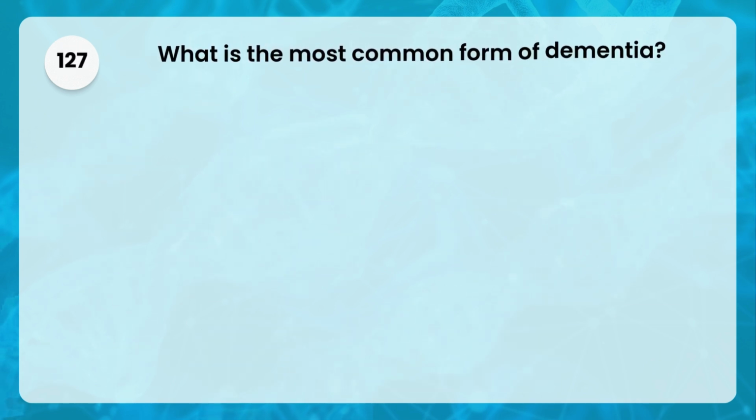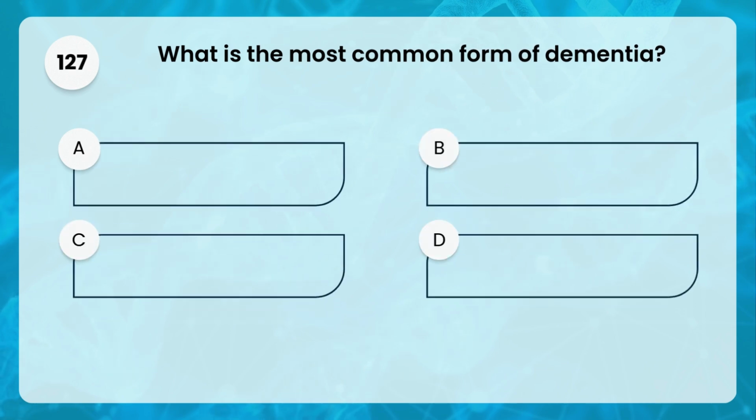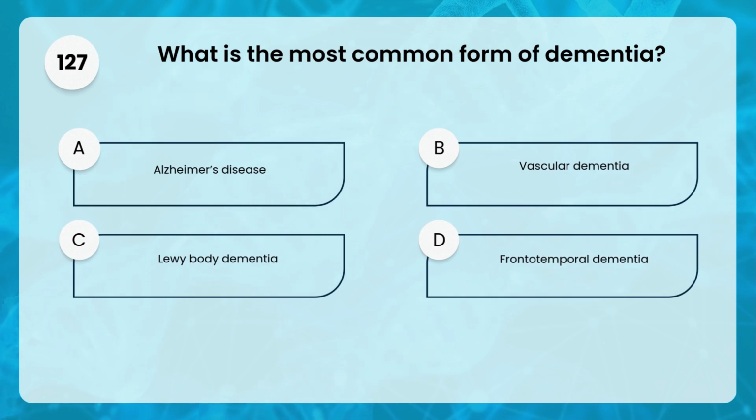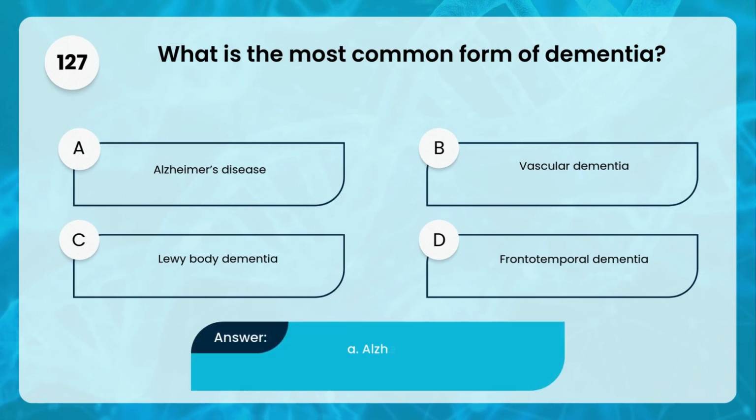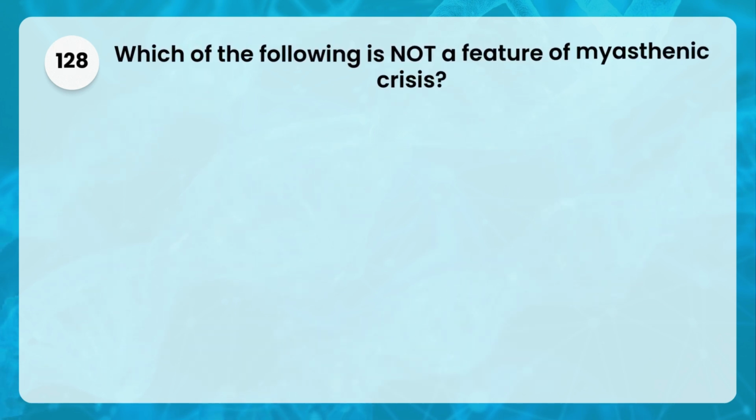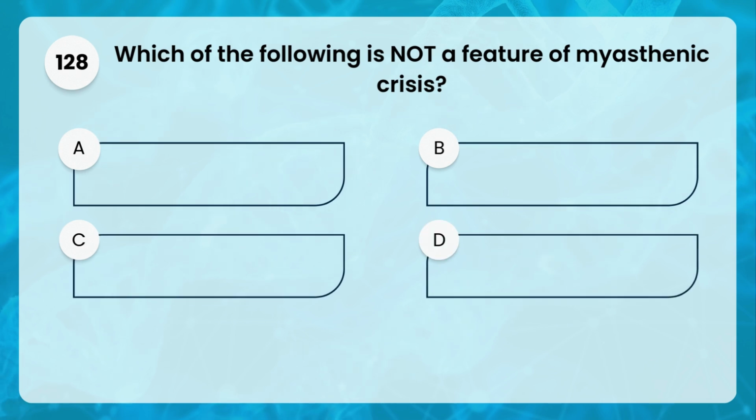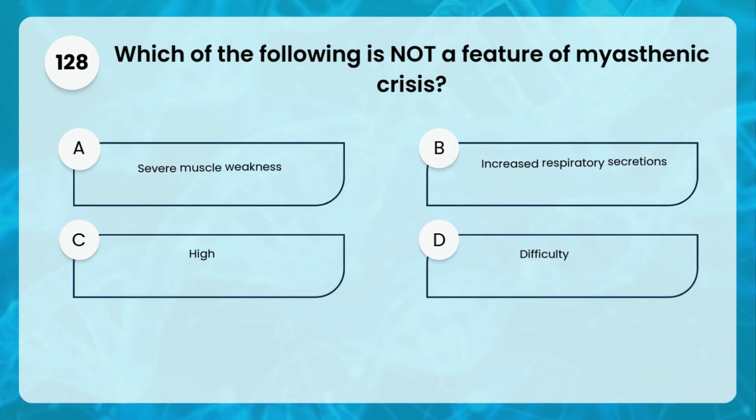127. What is the most common form of dementia? A. Alzheimer's disease. B. Vascular dementia. C. Lewy body dementia. D. Frontotemporal dementia. The answer is A. Alzheimer's disease.